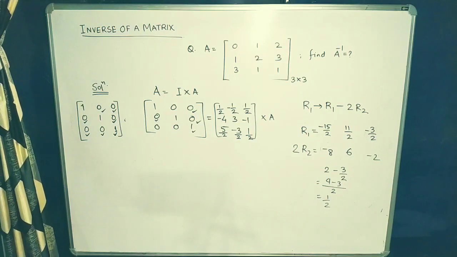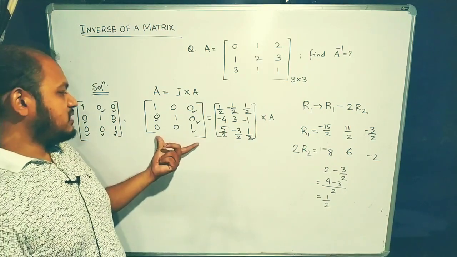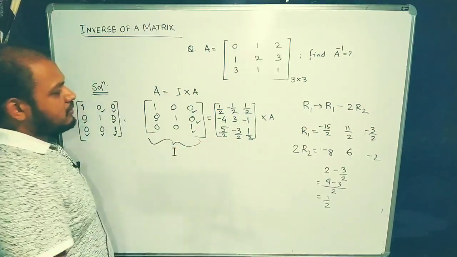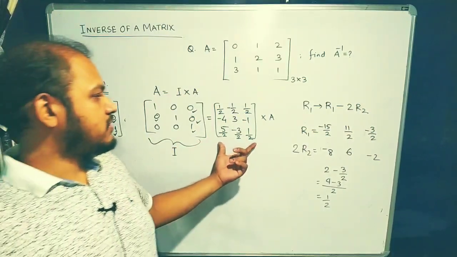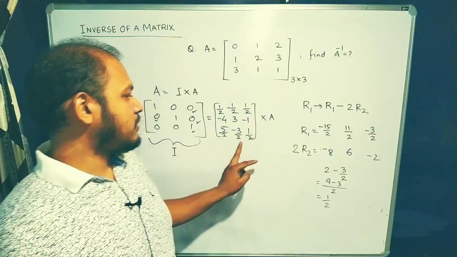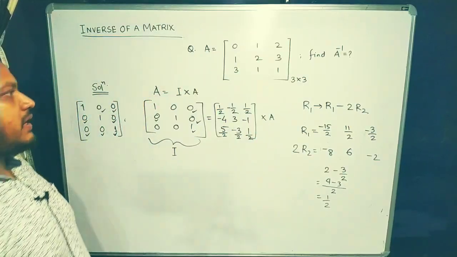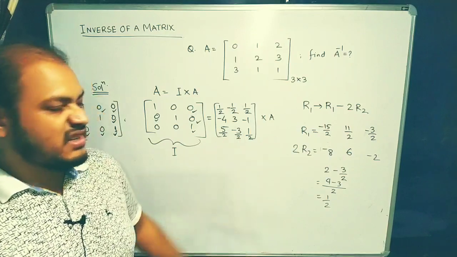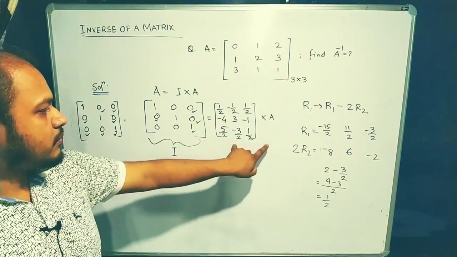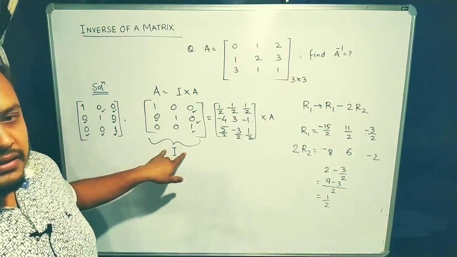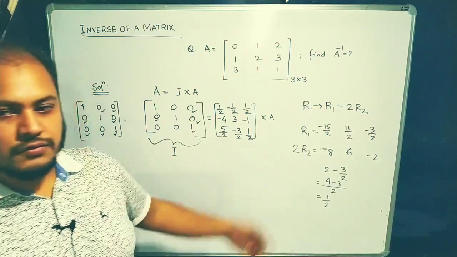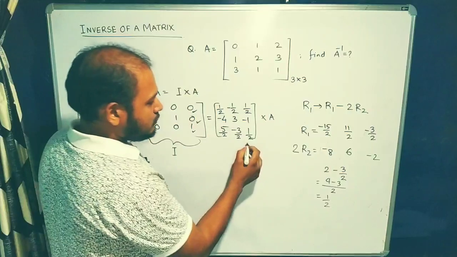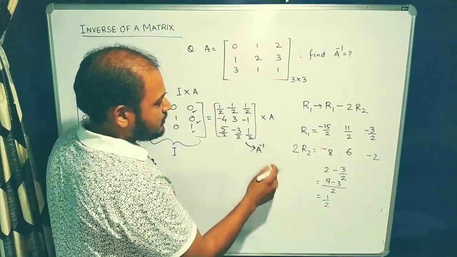So we see that this left hand side has become an identity matrix I, and on the right hand side we have two matrices getting multiplied, one is A, other one is this matrix. And we know by the theory of inversion of a matrix that if two square matrices get multiplied and the product becomes I, then these two matrices must be inverse of each other. In other words, this matrix is inverse of A. So this matrix is A inverse.